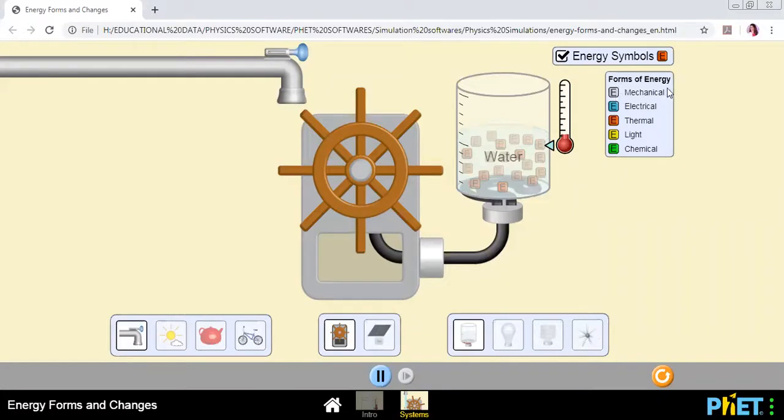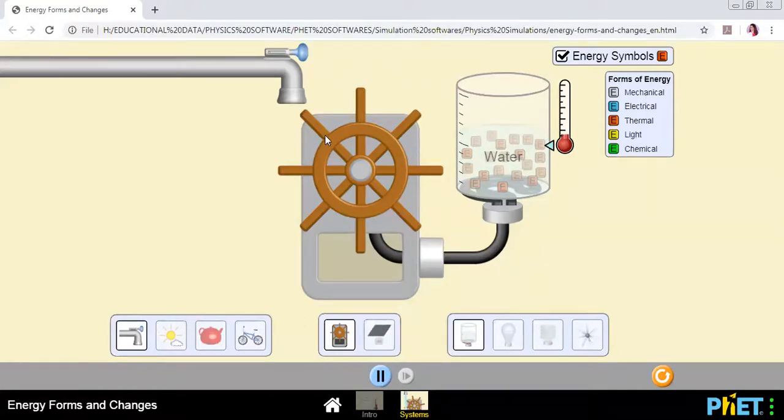E stands for mechanical energy. Sorry, the color stands for that. This particular gray color stands for mechanical energy, blue for electrical, red for thermal, yellow for light, and green for chemical. So these are our different colors for energy: mechanical, electrical, thermal, light, and chemical.